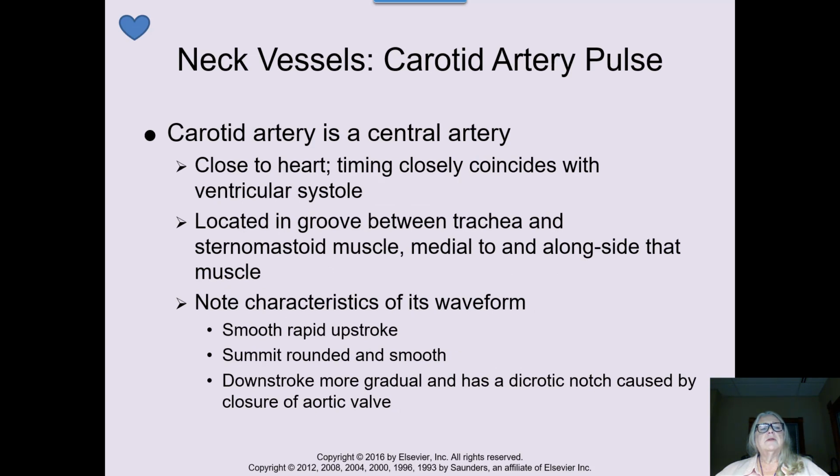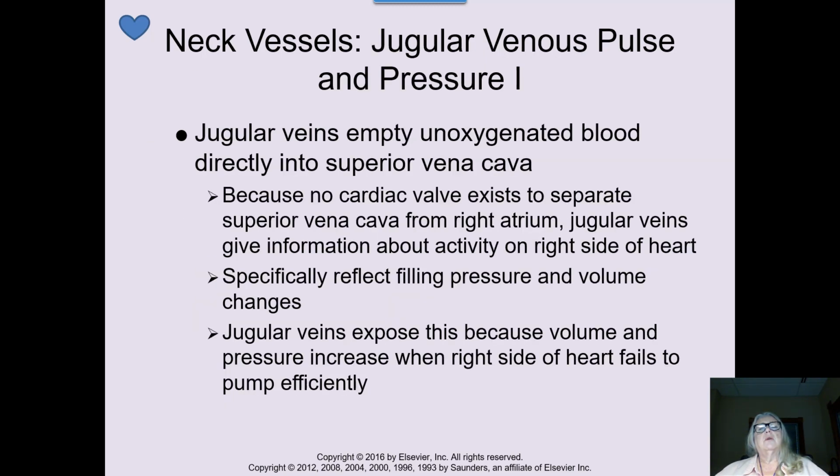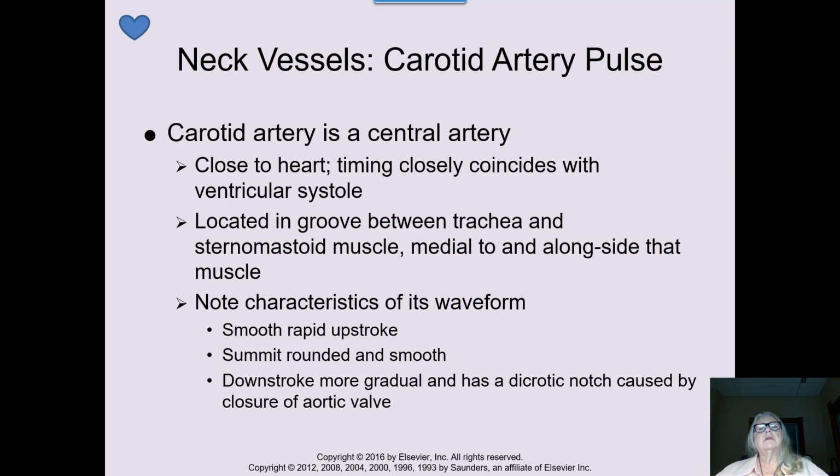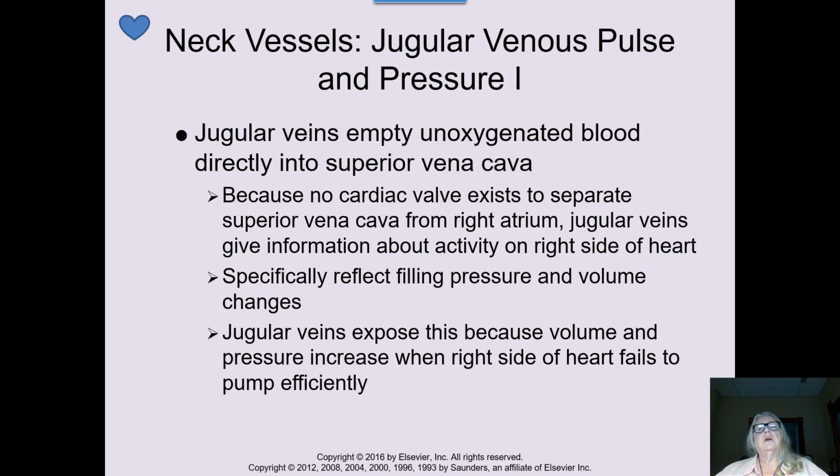The neck vessels are particularly interesting from an assessment perspective because they will change. We can pick up a lot of what's going on with the heart by assessing the neck vessels, so both the carotid arteries and the jugular venous pulses and pressures.